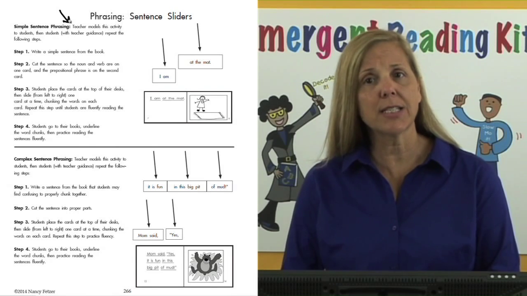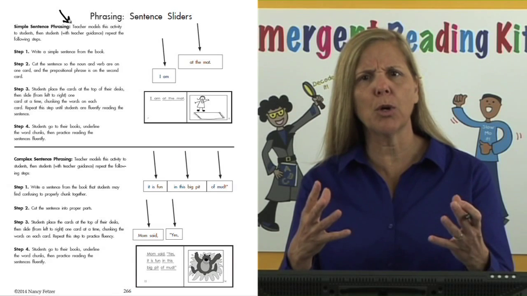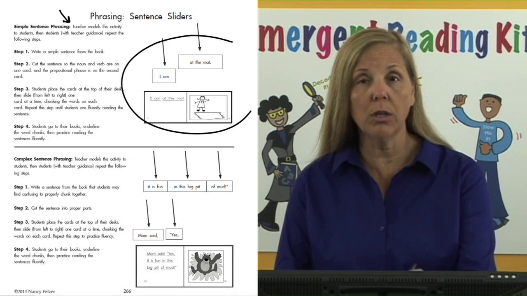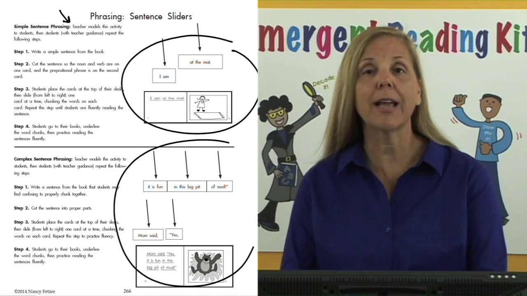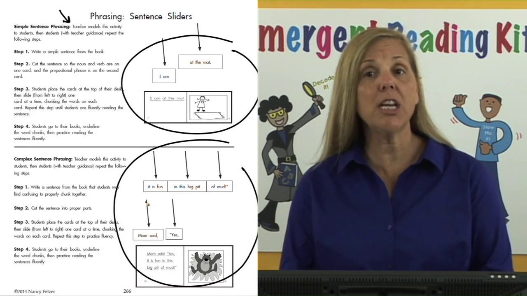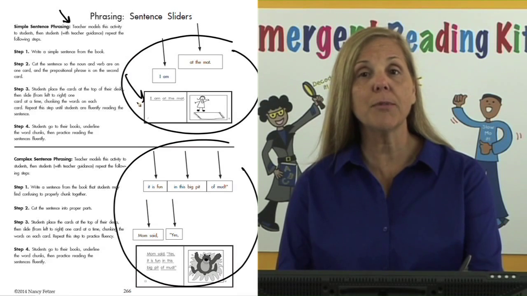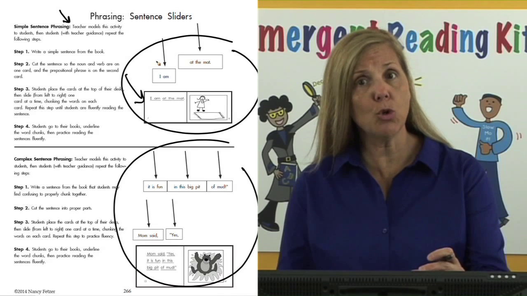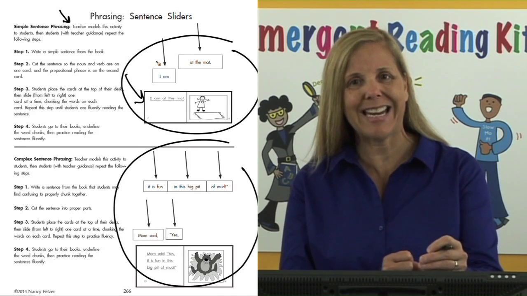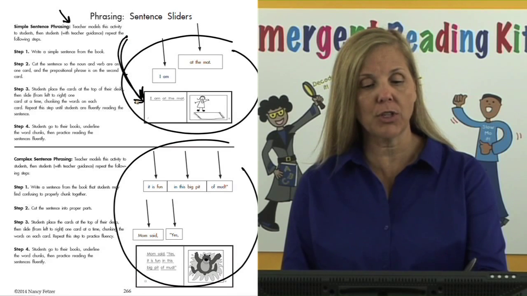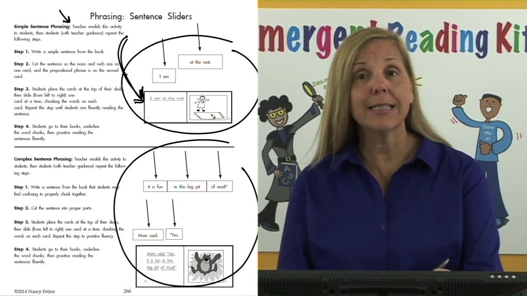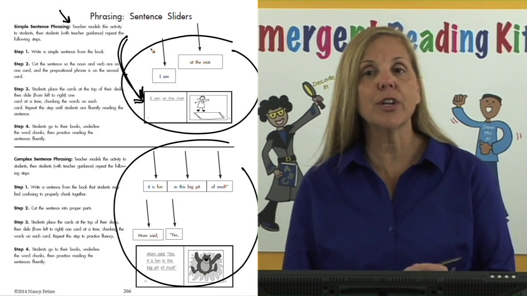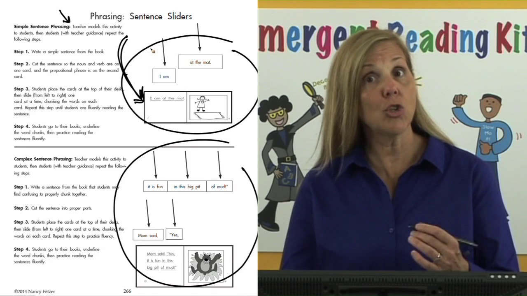This is called sentence sliders. As students progress through this program, their decodable books will go from very simple sentences to more complex sentences. In this activity, the teacher writes a sentence from the student's book on a sentence strip. This should be a sentence in the student's book where they had difficulty reading it. So you can see in the example on the top of this page, I am at the mat. The teacher has written that on a sentence strip. Next, the teacher is going to cut the sentence strip into the proper parts.